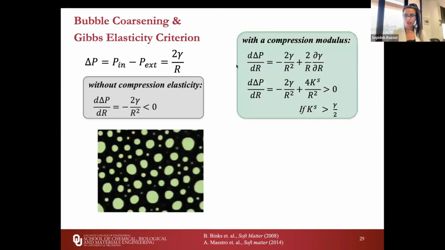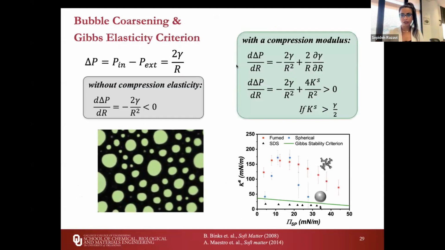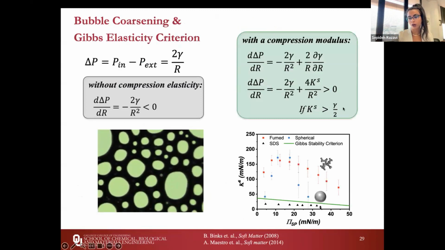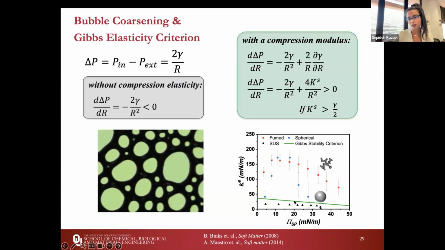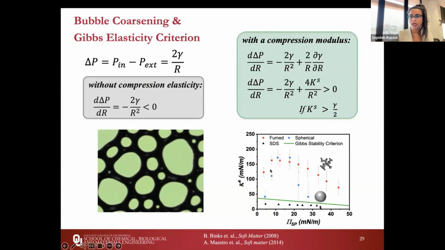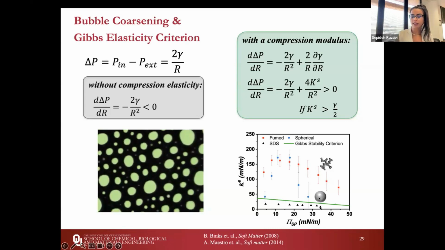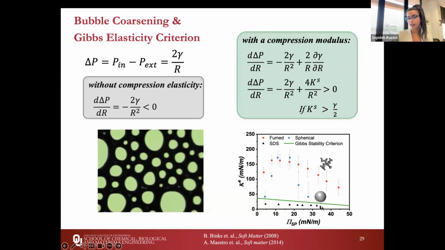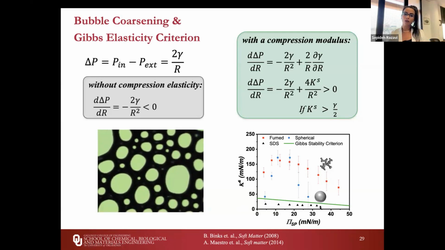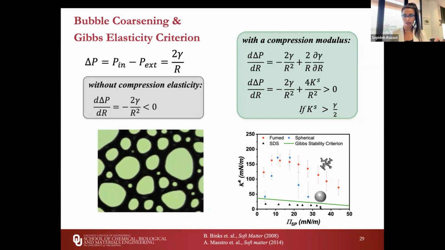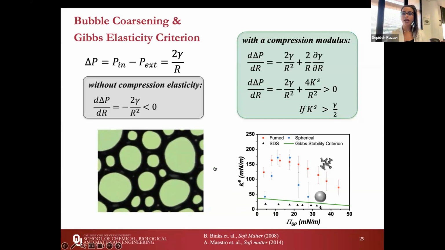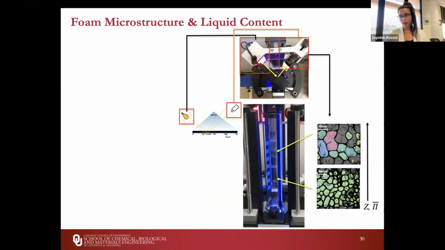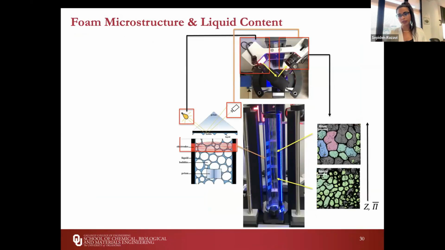So now if we take this information and go back to this Gibbs elasticity criterion, which is kappa S being larger than gamma over 2, and then have this line of gamma over 2, and then put all our data here, what we see is that for the particle-stabilized case, we have satisfied the Gibbs elasticity criterion. And for the surfactant-stabilized case, the criterion is not satisfied, which explains why the bubbles are coarsening in the surfactant-stabilized case as shown here, and they're very stable for the particle-stabilized case. So this is great. We have basically explained why particles are better stabilizers in this case than surfactants.